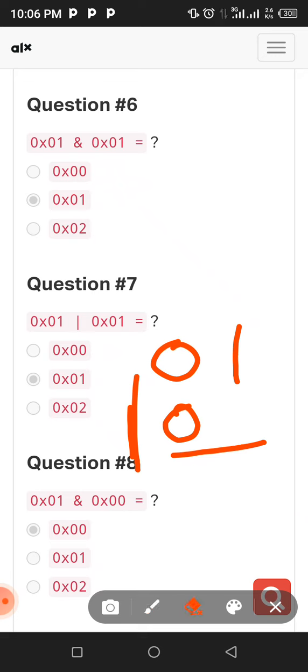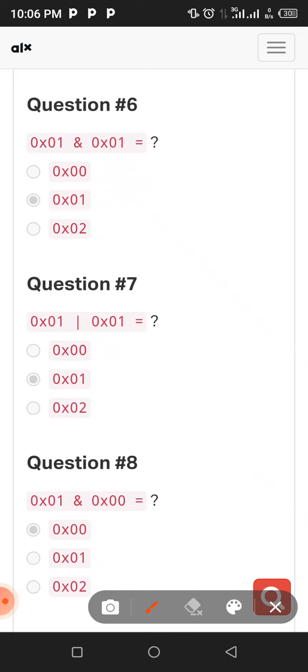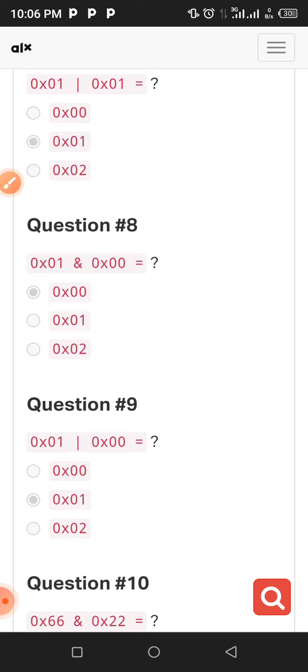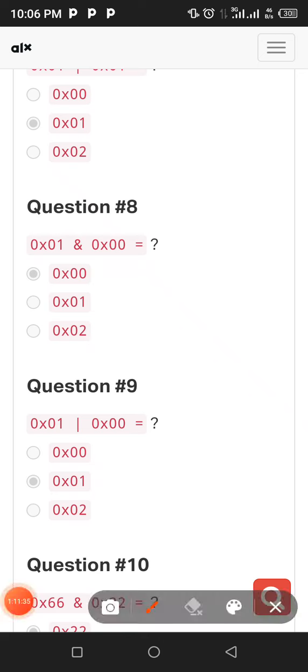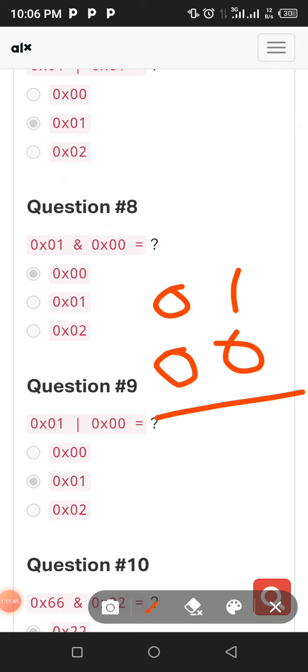Then for the next one, we have 0, 1, then 0, 0, and they use the AND gates. So what happens? This meets the condition, but this does not meet the condition. But for this examination, both of them must meet, so we give 0. This did not meet the condition, and this did not meet the condition, so we still give 0. So you can see that.